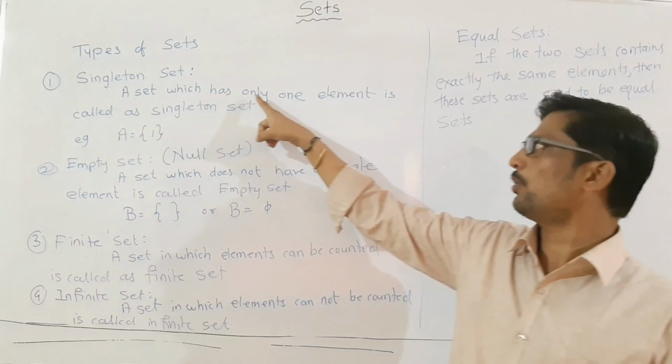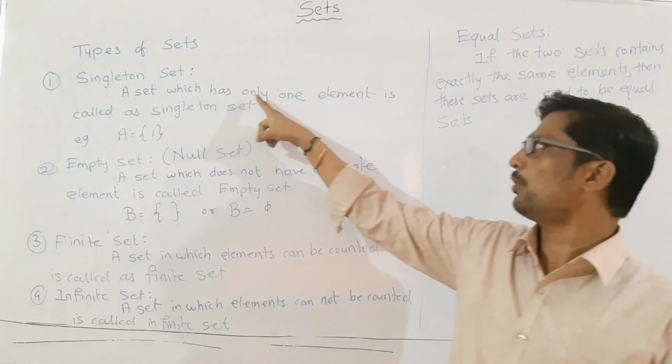So from this we can say that set A is equal to set B is equal to set C. And why? I need the reason. Because they have the same element. That's it. Okay.